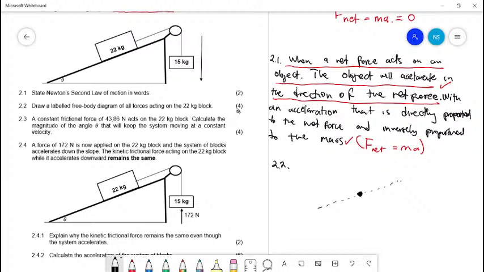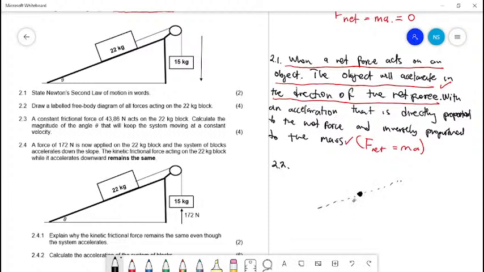So if this question has 4 marks, it means that we are going to draw 4 forces, right? So we're going to draw 4 forces for 2.2. So let's try to draw those forces. There are 2 forces that are always there.